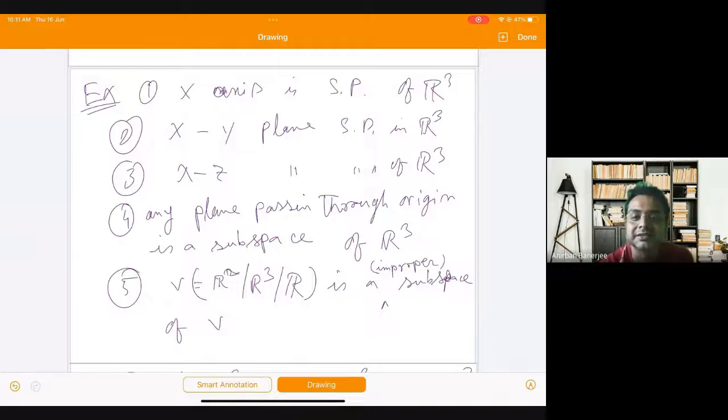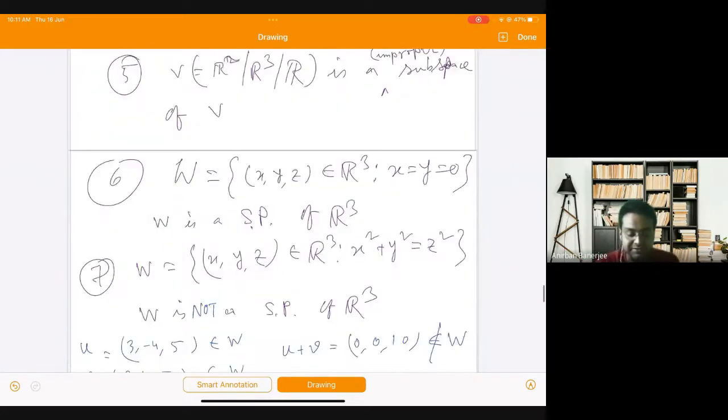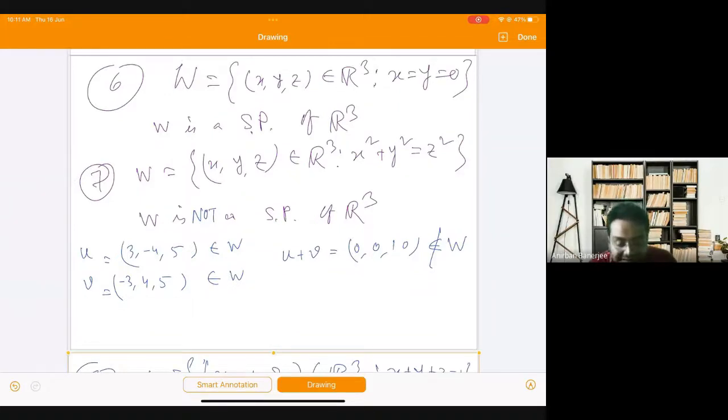Let's start. Yesterday, we were discussing subspaces. And also we discussed whether some set of vectors will be a subspace of, in general, let's say R3, or not.